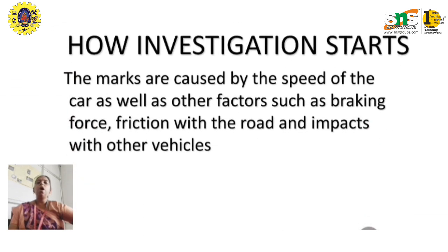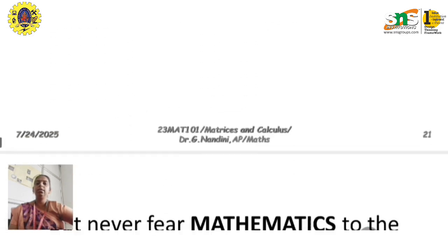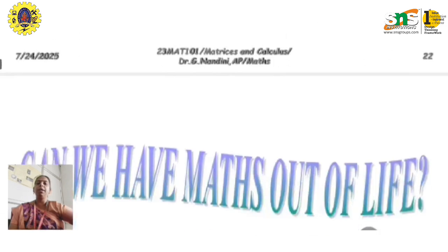The marks are caused by the speed of the car as well as other factors such as braking force, friction with the road and impact with the other vehicles. The model involves a blurring function that is applied to the original image to give the blurred image.